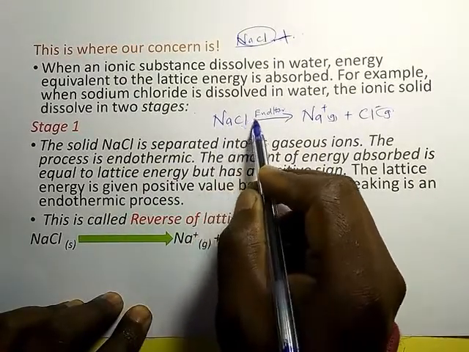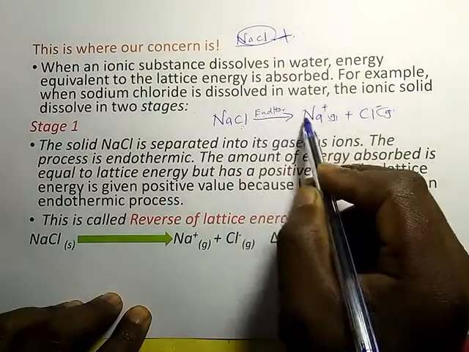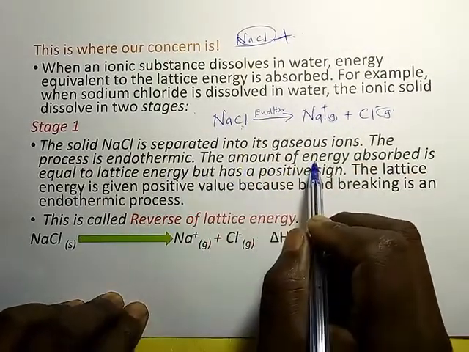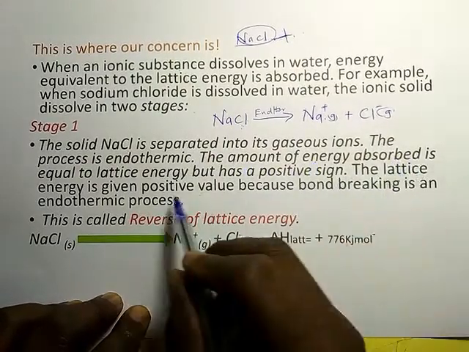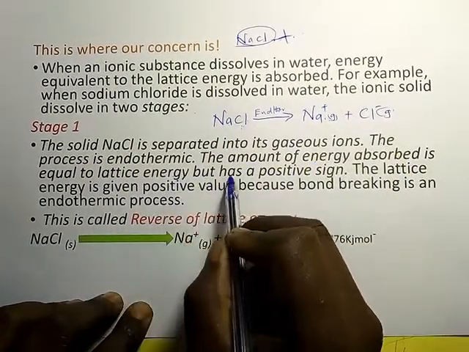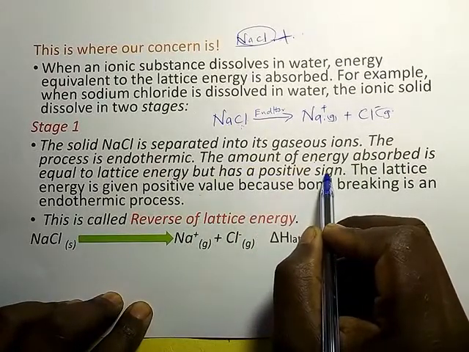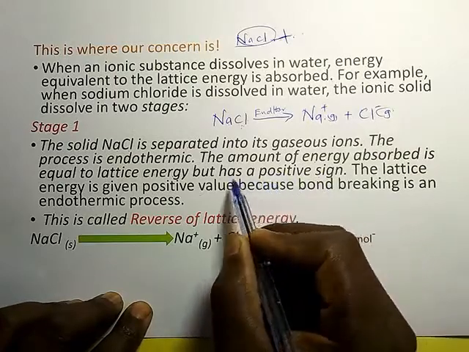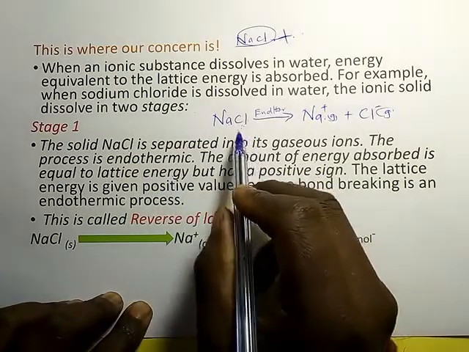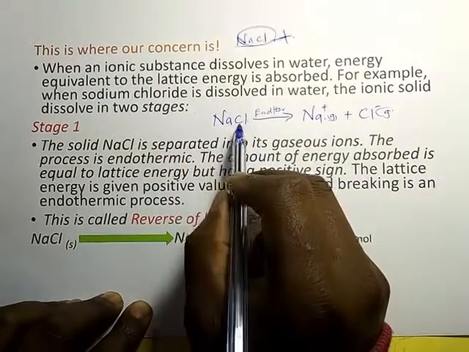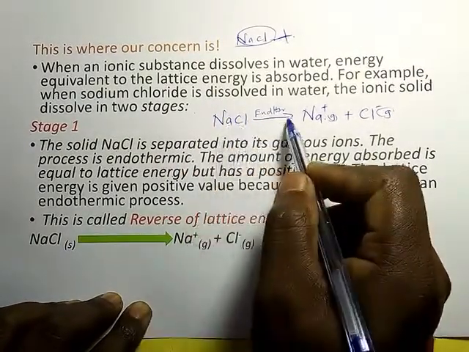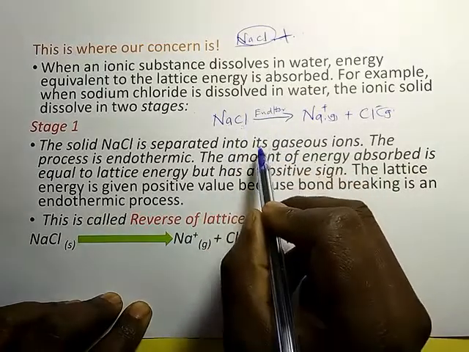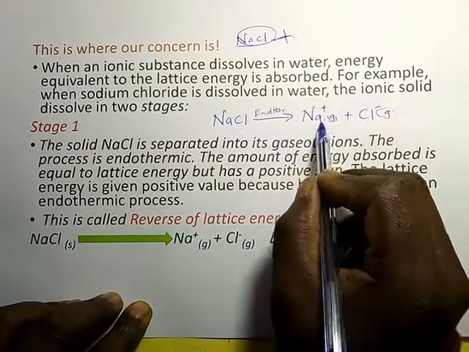Sodium chloride is breaking to form sodium ions, so the bonds are broken. Therefore, the process is endothermic. The amount of energy absorbed is equal to lattice energy, but has a positive sign, right? Now remember, lattice energy has a negative sign because it is bond formation. But now, dissolving sodium chloride in water, it is bond breaking. The bonds are broken, therefore it is the opposite. It is the reverse of lattice. Therefore the reaction is endothermic.